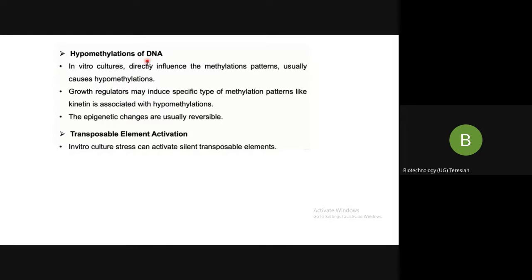DNA methylation means addition of methyl groups to DNA. Hypomethylation means loss of the methyl group. Both are inducing some variation. So in vitro culture directly influences the methylation pattern, usually causing hypermethylation. Growth regulators may induce specific types of methylation patterns, like kinetin, which is associated with hypomethylation. And if there is interference of the epigenetic changes, these are usually reversible. They can be reverted back.